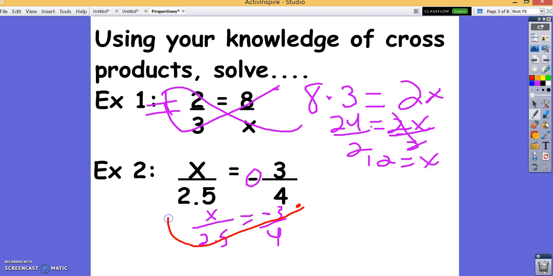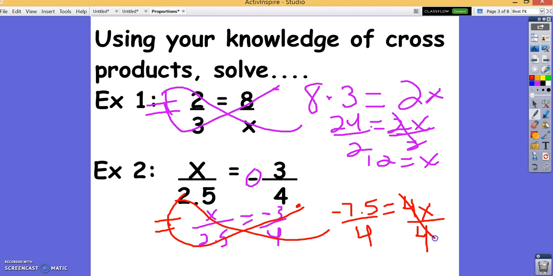Negative 3 times 2.5 is negative 7.5. Then we need to place an equal sign because the multiplication property of equality tells me that the cross products are equal to one another. X times 4 is 4x. So now, using a calculator, I can divide both sides by 4 here and here. Negative 7.5 divided by 4 is negative 1.875, and then we're going to say equals x.